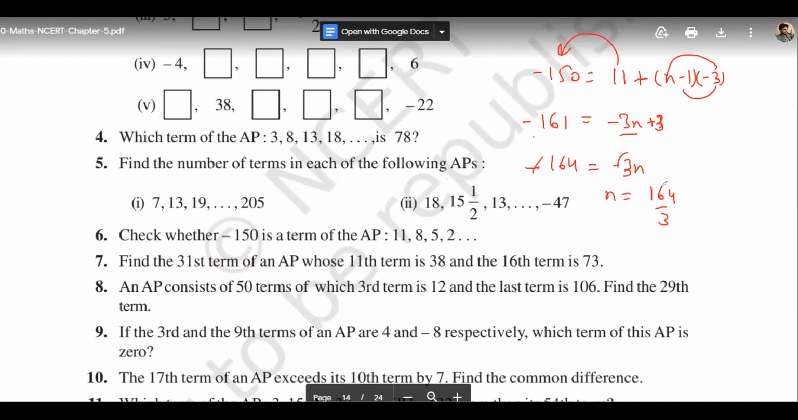And since 164 is not exactly divisible by 3, here we find that n will be coming in decimals. Okay, so we will consider that this is not an AP. Okay, now moving to the next portion.